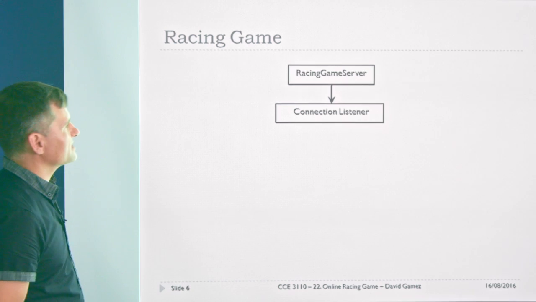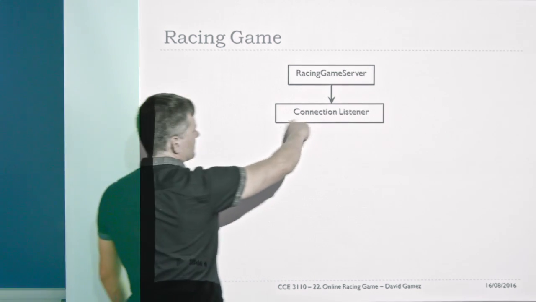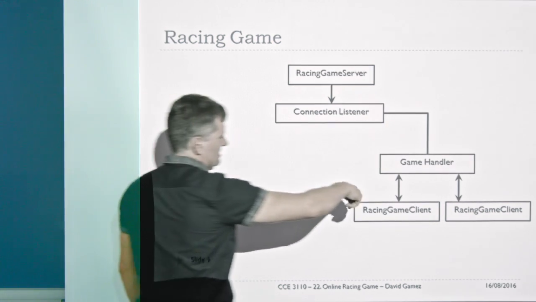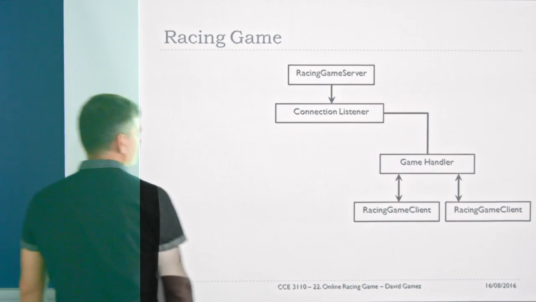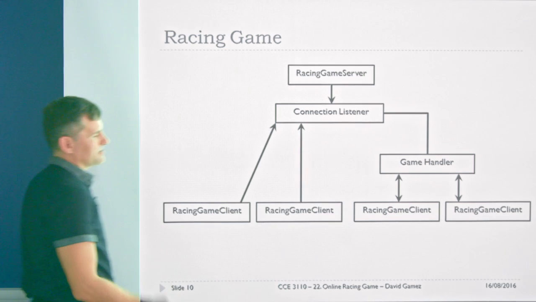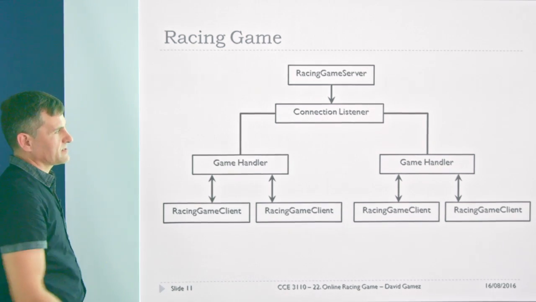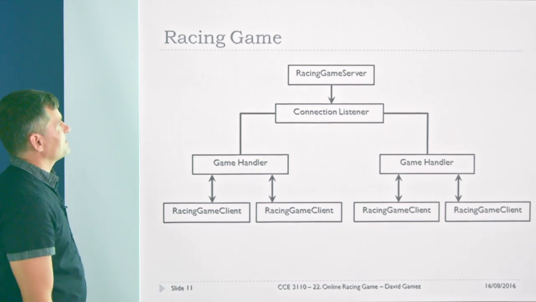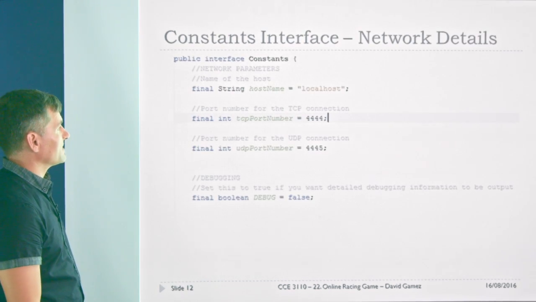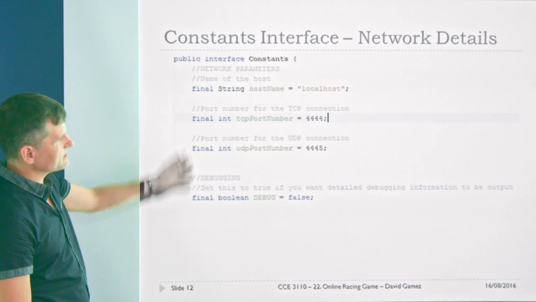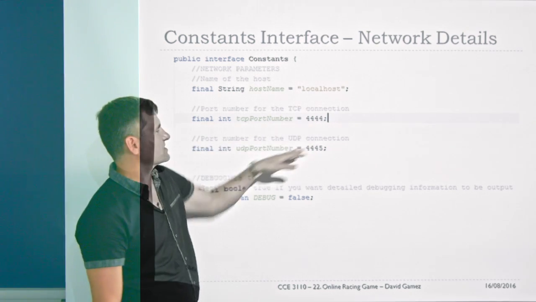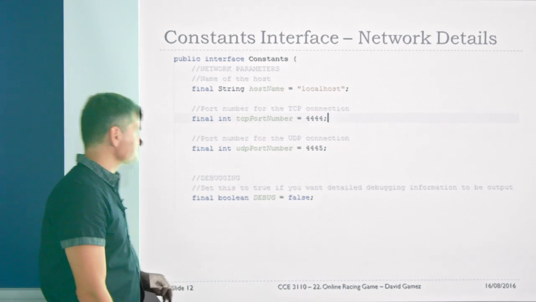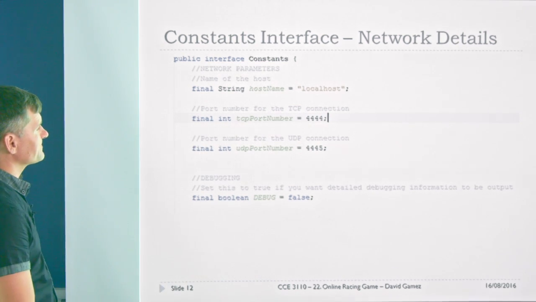So this is the usual architecture. We've got the racing game server launching this connection listener. One client connects, another client connects, and then we've got a game handler that actually handles the game between the two clients. Then another two clients connect, and we get another game handler, and so on, until our server is completely overloaded, but that's probably not going to be the case unless it's very popular. Then we've got the network details. In this case, we've got a TCP port as well as a UDP port, because we're using a combination of TCP and UDP in this game. Debugging output.